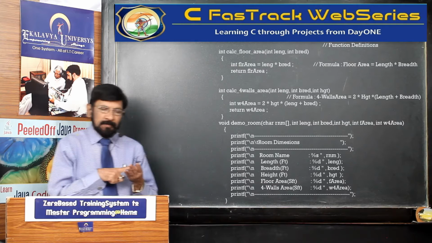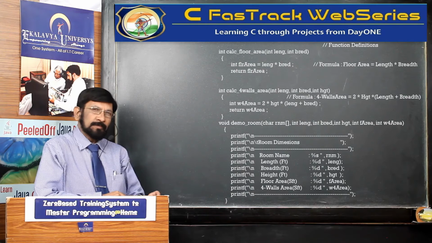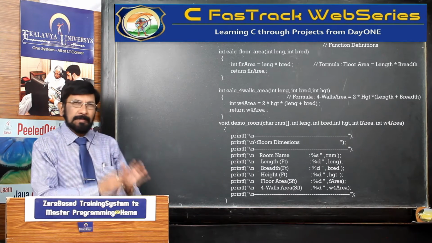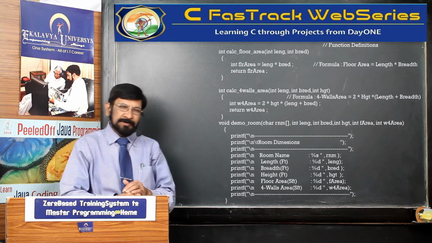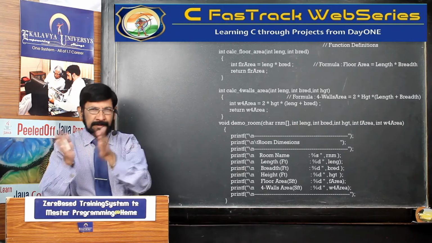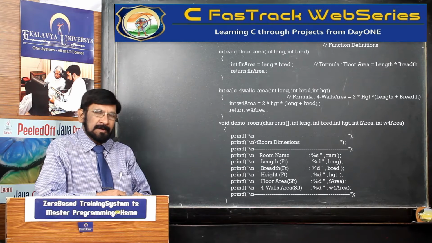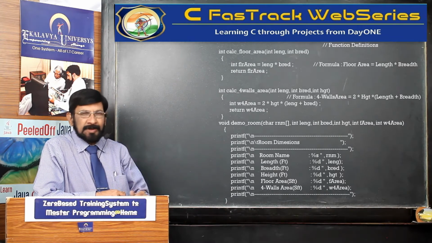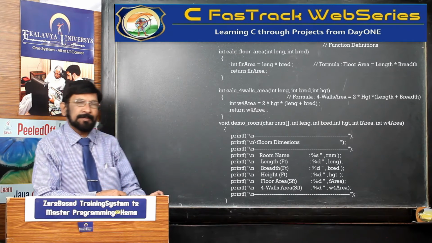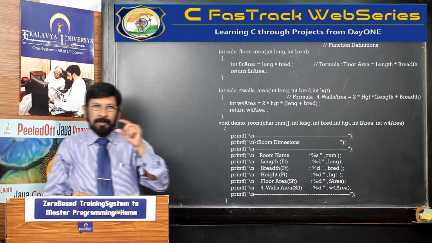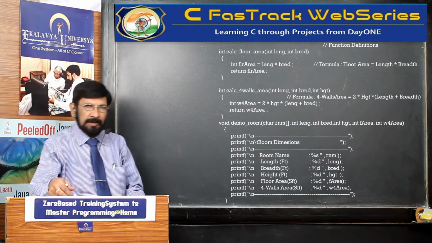One is calculating floor area. Second one is calculating four walls area. Third one is demo room, means a displaying room. As I told you already, every function is like a small program. The main function performs the main task, whereas every function in that program performs a simple, identifiable subtask, a single subtask only. However simple it is, every function should perform only one single subtask. That point you have to understand.